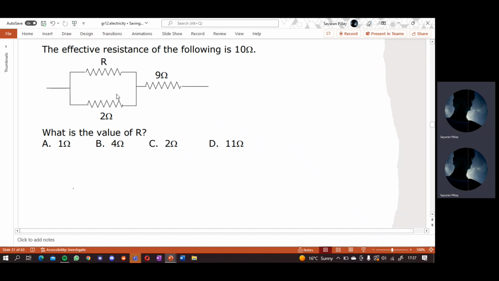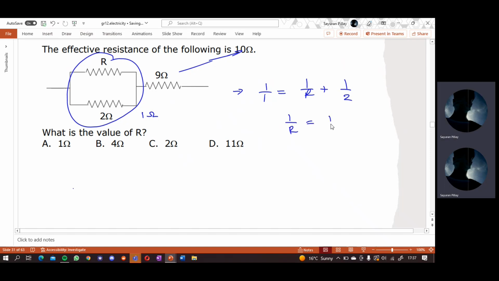What is the value of this R here? So I know that this branch is going to be 1 ohm, because this is 9 ohms. So 10 minus 9 is going to leave me with 1 ohm for this branch. And that simplifies things a bit, doesn't it? So I know that 1 over 1 has to equal 1 over R plus 1 over 2. Okay, and I know that 1 over R is going to equal 1 minus a half. 1 over R equals 0.5 or half, so R has to equal 2, right? Makes sense, and the answer is C.